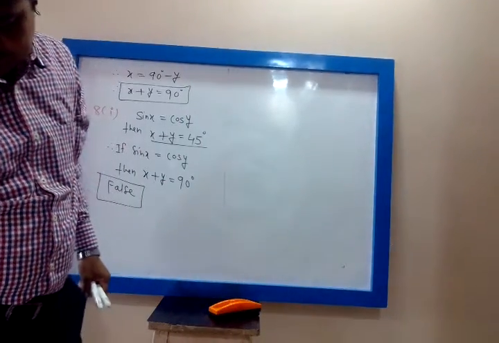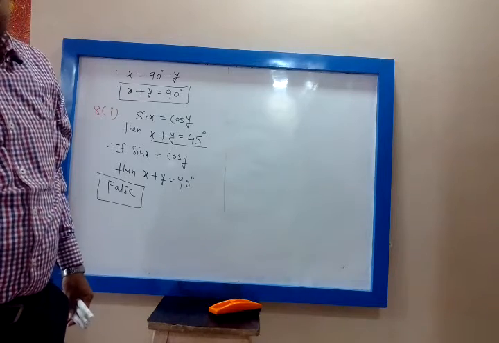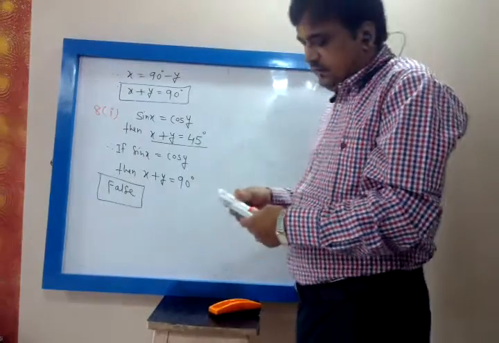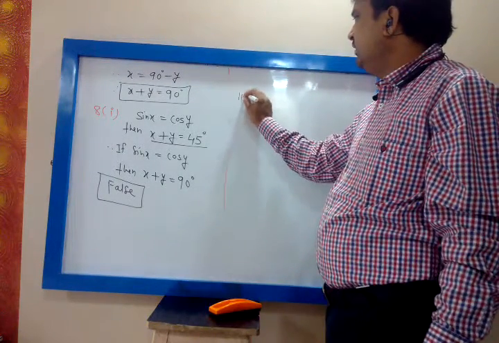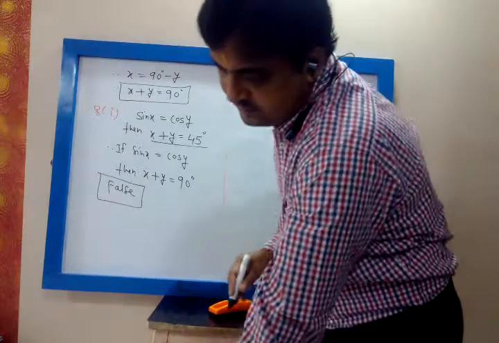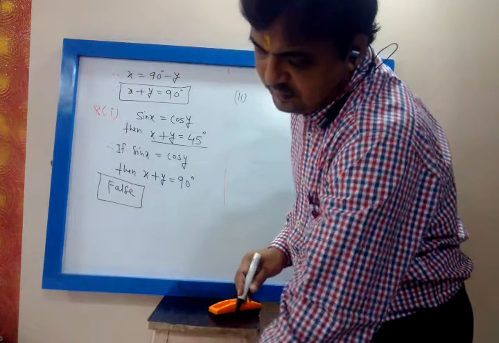Second and third are omitted, then 9th and 10th are complete. Then the 11th one we have to do. Okay, so the 11th one. Which one should I do, first or second? Tell me. Let me do the first.